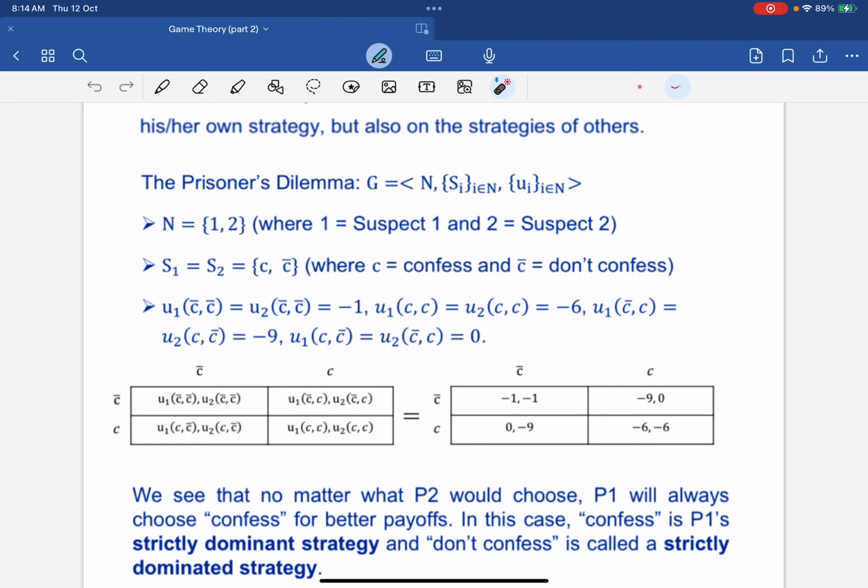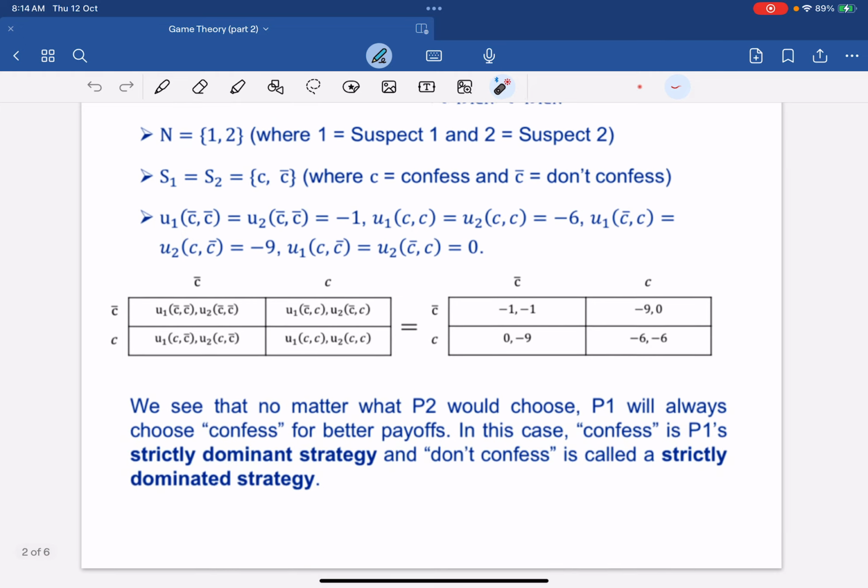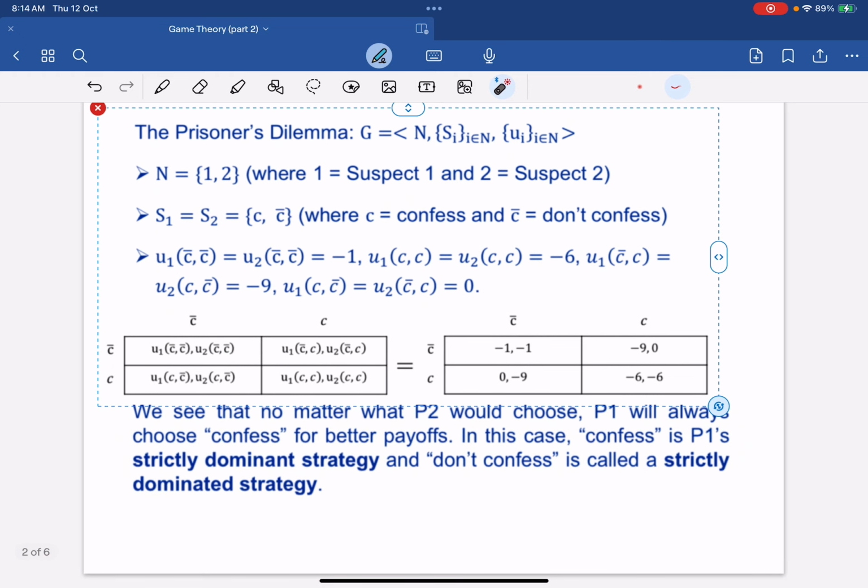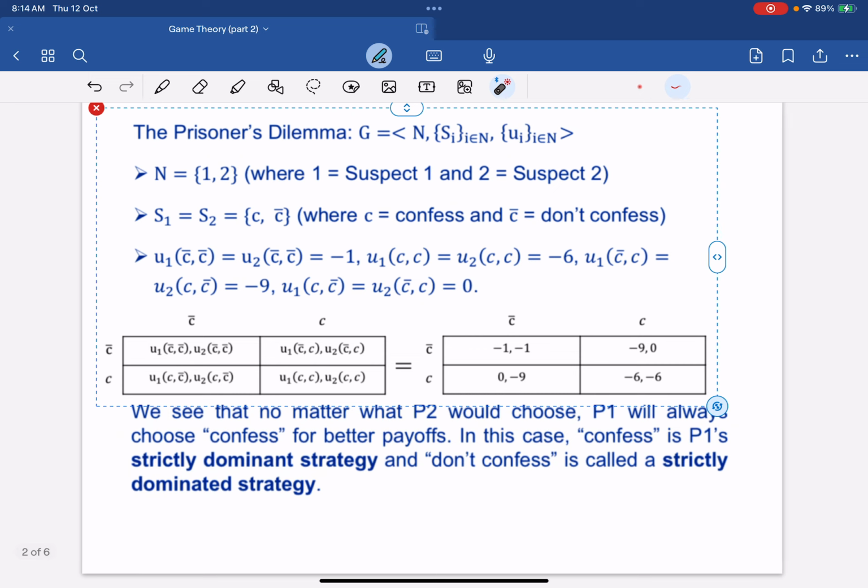So in the case of the prisoner's dilemma, there will be only two players. So you've got S1 and S2. S1 is just confess or don't confess. S2 is also confess or don't confess. And then you just read off the payoff function here. And this is basically the formal way of writing the bi-matrix.